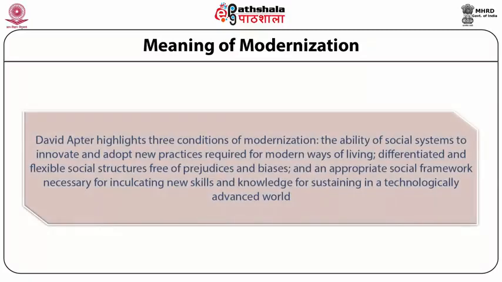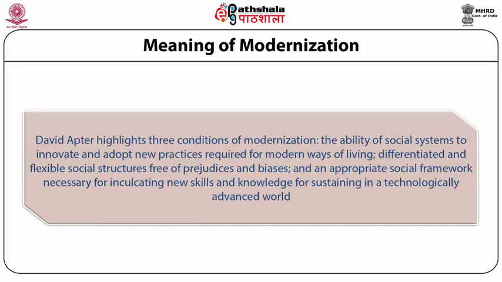For David Apter, there are three important conditions of modernization. The first is the ability of social systems to innovate and adopt new practices required for modern ways of life. Second, differentiated and flexible social structures free of prejudices and biases.